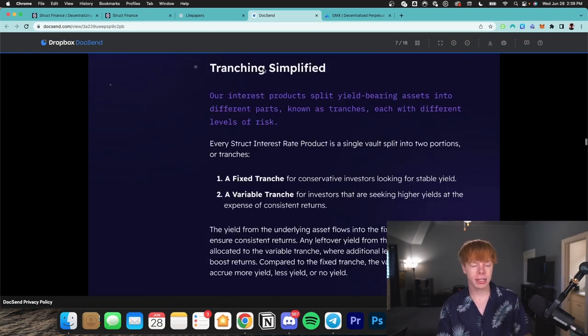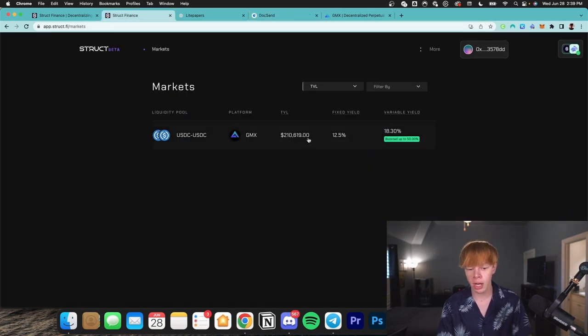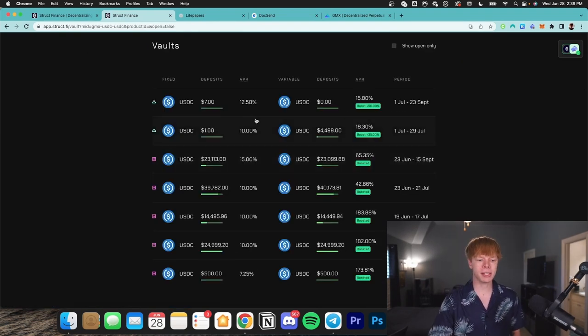Now I do want to dive a little bit deeper into something called tranches, which we talked about a little bit already, but they have something called USDC to USDC through the GMX platform. This is their first structured vault. Basically, these are all just different subscriptions. As you can see, this one's July 1st through September 23rd.